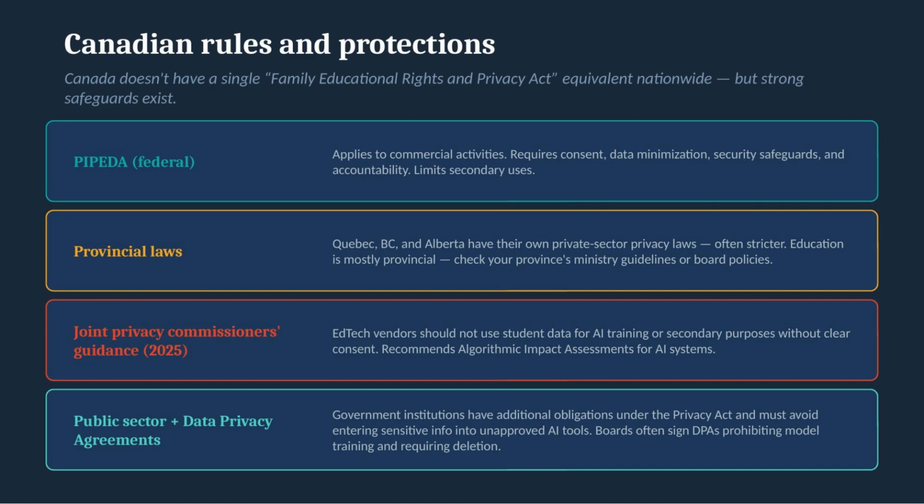Third, the Joint Privacy Commissioners' Guidance from 2025. EdTech vendors should not use student data for training AI or for other secondary purposes without clear consent. This guidance recommends privacy assessments that look specifically at the risk to children before AI systems are adopted. Fourth, the public sector. Government institutions have additional obligations under the Privacy Act and must avoid entering sensitive information into unapproved tools. Schools and boards often sign specific data privacy agreements with vendors that prohibit model training and require deletion.